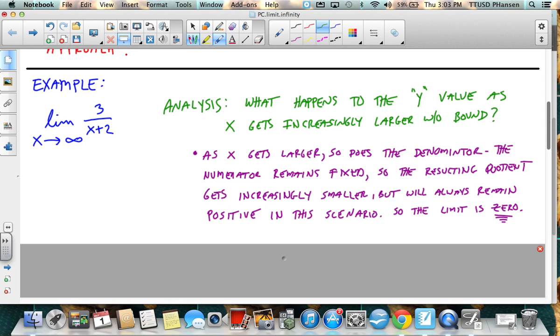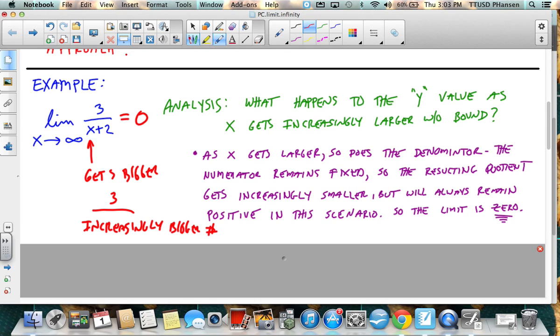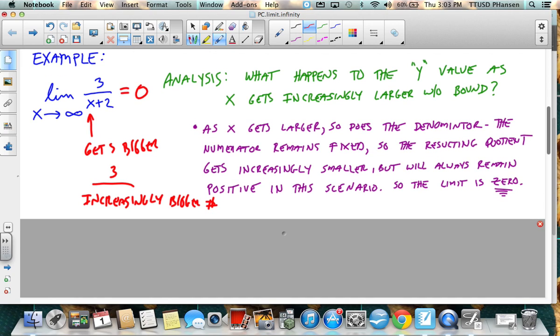As this x value gets bigger, so does the denominator. So you have 3 over an increasingly bigger number, which means 3 divided by some really big number is some really small number, which means 0. It's going to get closer and closer to 0. Alright?